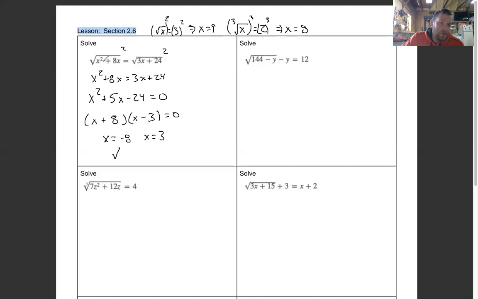Same thing with 3. 3 squared is 9. 9 plus 8 times 3, which is 24. So that'd be the square root of 33 on the left. On the right, 3 times 3 is 9 plus 24. That'd be the square root of 33 on the right. So both of them are good. So my answers on this one are negative 8 and 3.